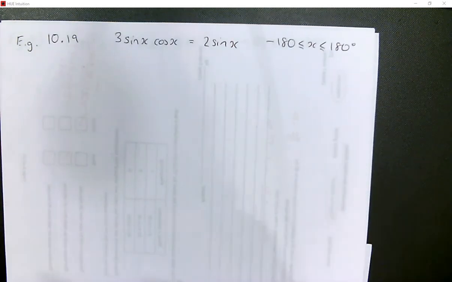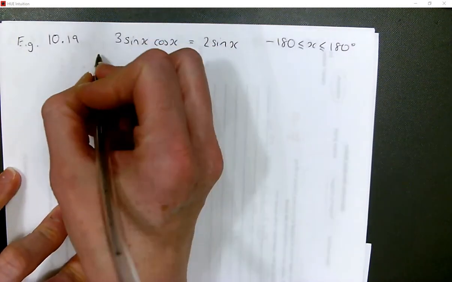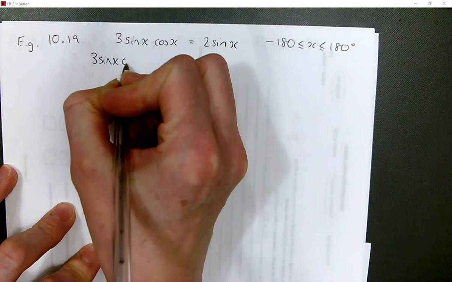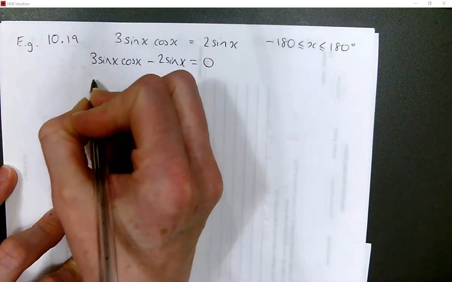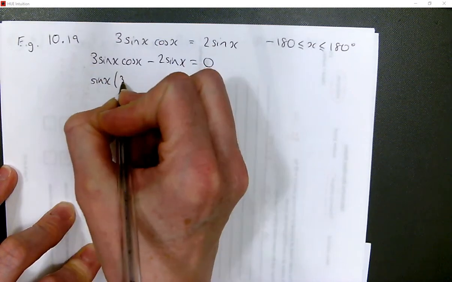Instead, we're going to move everything to one side and factorise. So let's do that. 3 sine x cos x minus 2 sine x is 0. So we can take sine x out as a common factor.